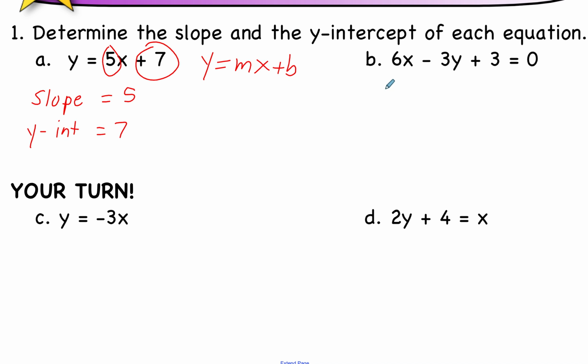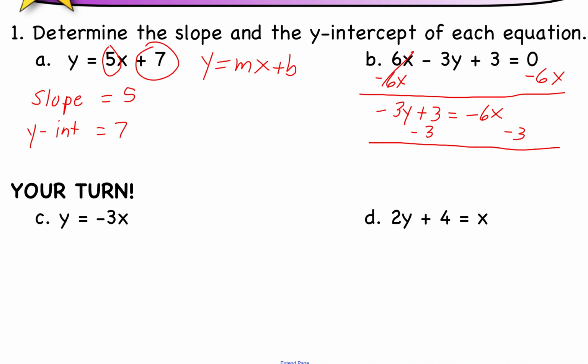Okay, in part B, this is not solved for y, so we need to subtract 6x on both sides. Remember, we only subtract it once on each side of the equal sign. These cancel, and I have minus 3y plus 3 equals minus 6x. Well, I want to get the 3 out of there as well, so I'm going to subtract 3 from both sides. When I do that, my 3's add to 0. Here's my equal sign, and I have minus 3y is equal to minus 6x minus 3.